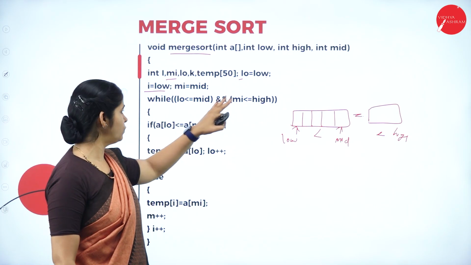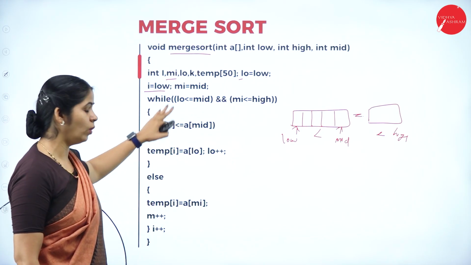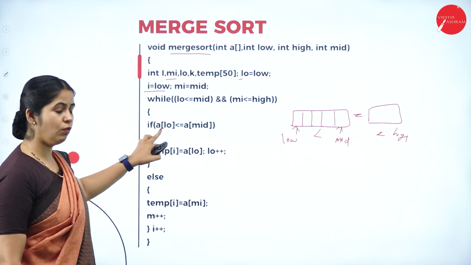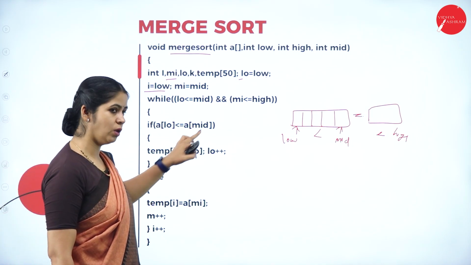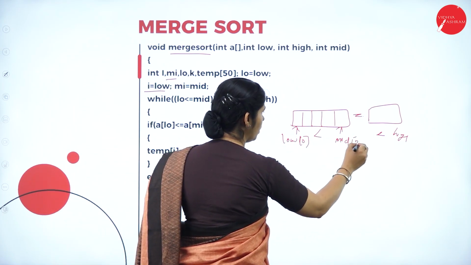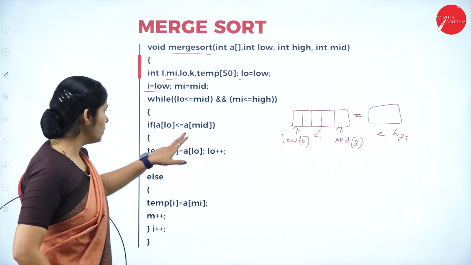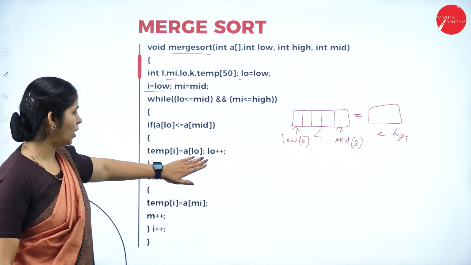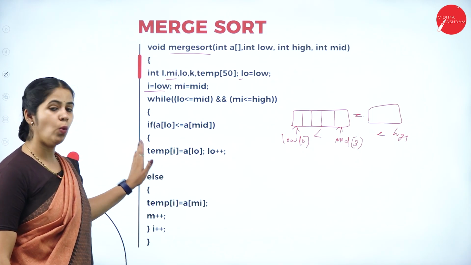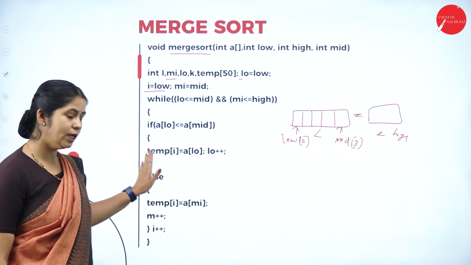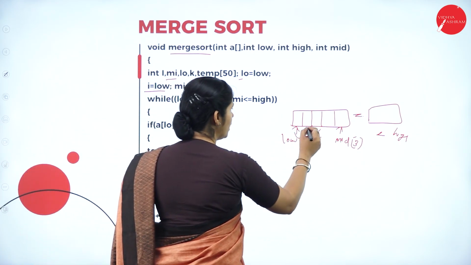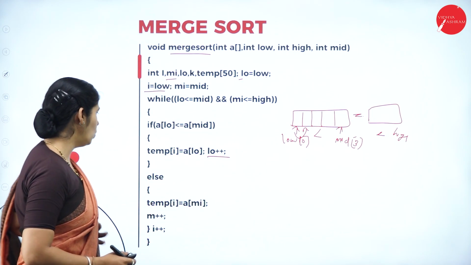If both conditions are satisfied, the condition is true, and it will enter the while loop. In the while loop, we are checking whether A of low is less than or equal to A of mid. In that case, we assign the value of A of low into a temporary variable called temp, and we increment the low value.